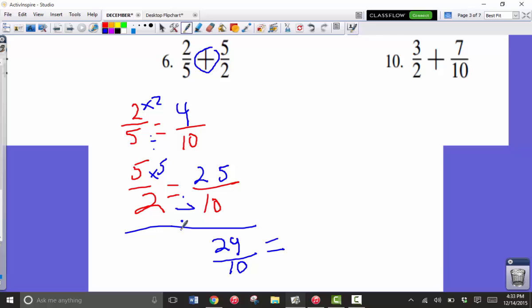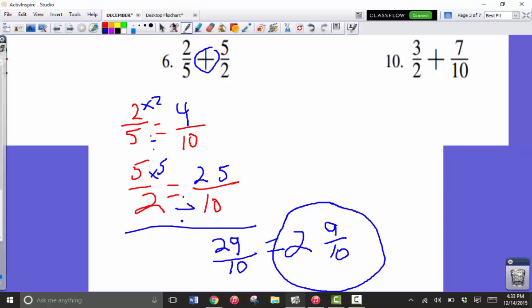But as you can see, it is an improper fraction, so we're going to change it to a mixed number. We do that by asking ourselves, how many times will the denominator go into the numerator? How many times will 10 go into 29? 10 will go into 29 2 times. You can use your multiplication chart to help you if you like. And what would be left over is 9, keeping the same denominator. This is already reduced to lowest terms, so that will be your final answer.